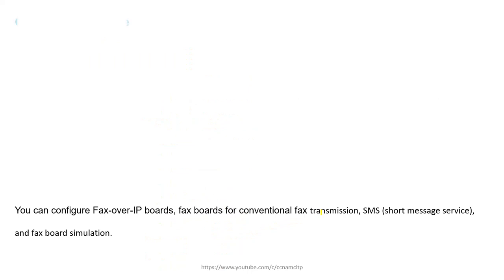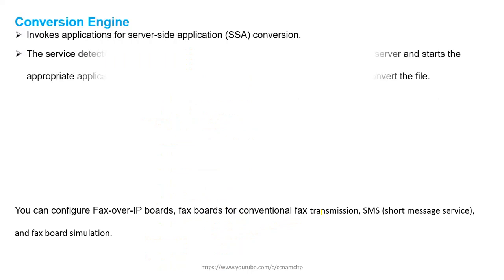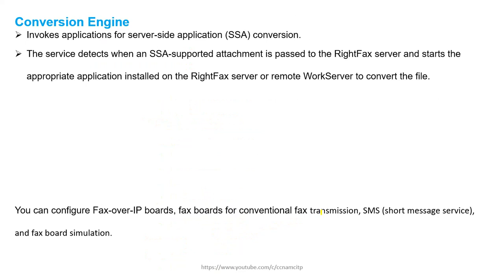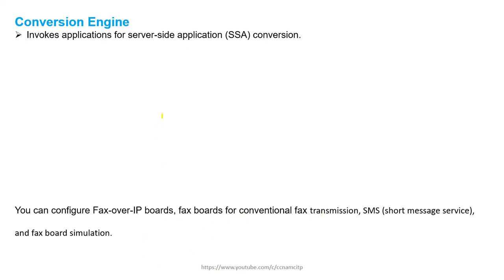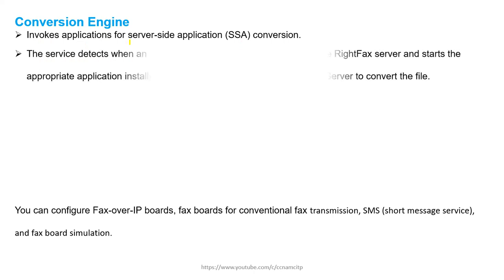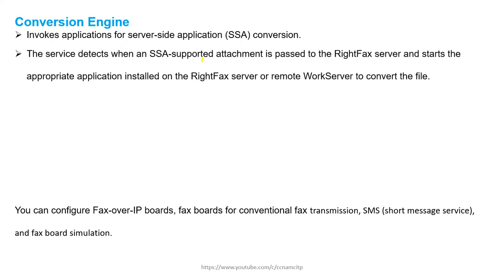Now we'll learn about what the conversion engine is. So guys, it invokes applications for server side application conversion, also known as server side application, SSA. The main function of the conversion engine is to invoke applications. The service detects when an SSA supported attachment is passed to the RightFax server and starts the appropriate application installed on the RightFax server or remote work server to convert the file.